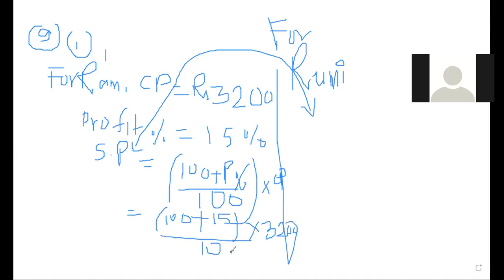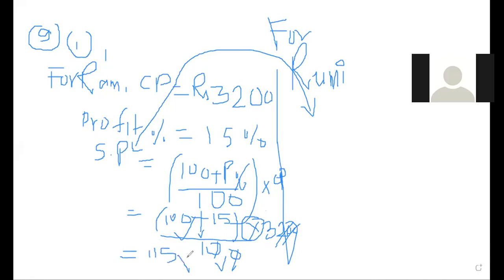This 100 and this 100 we cannot cancel because there is a plus sign. But we can cancel this 100 with the 3,200 to get 32, because there is a multiply sign here. Now what is left? 115 into 32.